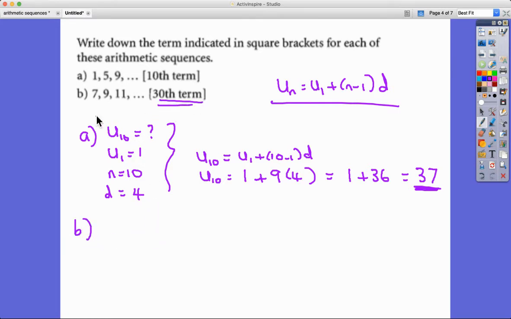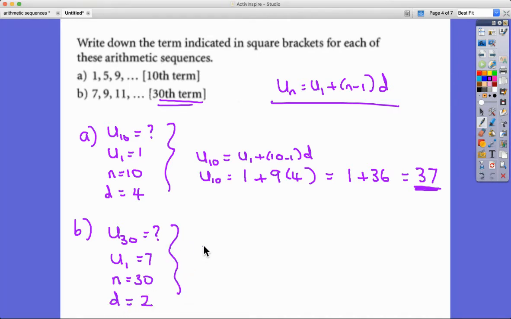The 30th term, obviously I don't want to count up by 2, 30 times. It's very time consuming, very tedious. So what I'm trying to find is the 30th term. We don't know what it is, but we're going to find it out. The first term is 7. There are 30 terms, and we have a common difference of 2.